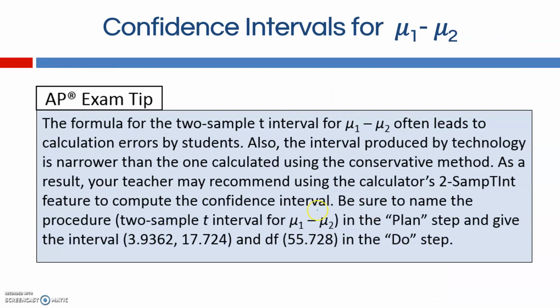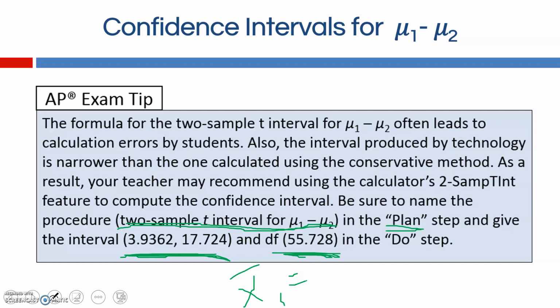All right, and the very last part here is just a little AP exam tip. It talks about what you should do when you're using the calculator. Talk about the procedure, 2-sample t interval, in the plan step. Give the actual interval, and then give the degrees of freedom in the do step. It wouldn't hurt to also give the x bar 1 and your x bar 2 and your standard deviation 1. Wouldn't hurt to give those as well.